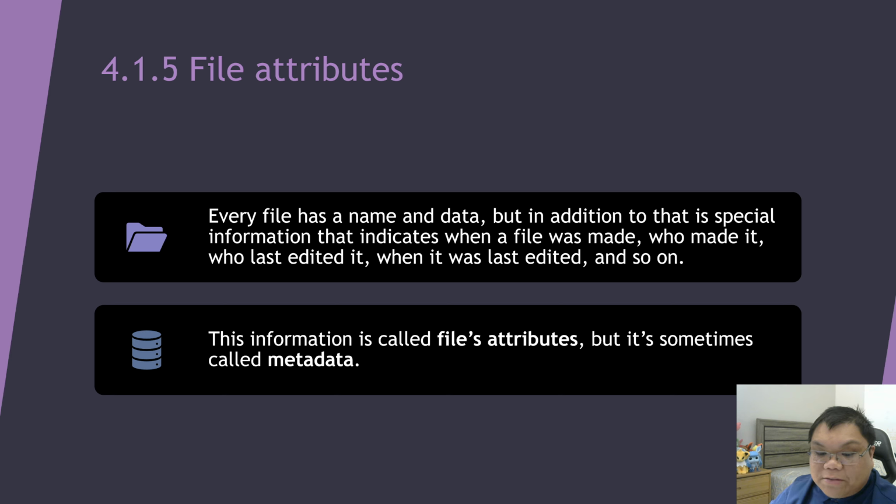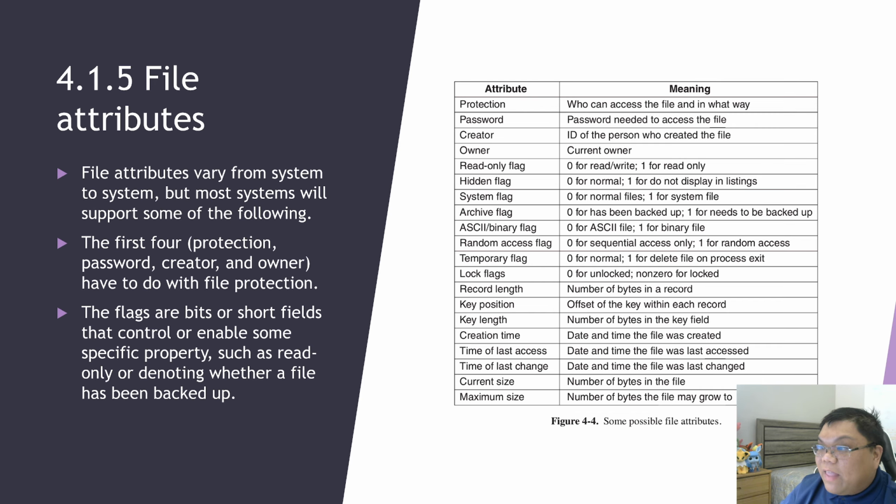And now we get to file attributes. Every file has a name and data, but there's more information than just that. We call this extra information file attributes, but it's sometimes called metadata. This can include, for example, password protection. Is the file password protected? Who created the file? Who currently owns the file? Who is allowed to read the file? Who is allowed to write to the file? Who is allowed to execute the file? So, password protection, read, write, execute bits, they are called RWX bits on a Unix system.